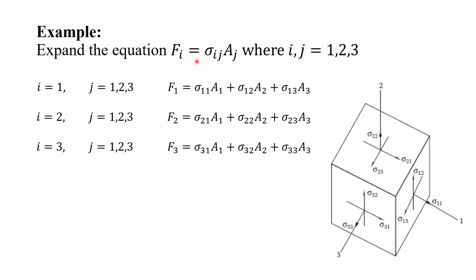Looking at this equation, this is just an equation of the equivalent force from each stress. If you have stresses on each surface and you want to find the resultant force in direction 1, you have to deal with sigma 1 1 A1, sigma 1 2 A2, and sigma 1 3 A3. That's what this equation represents: the total resultant force of stresses acting on a surface.